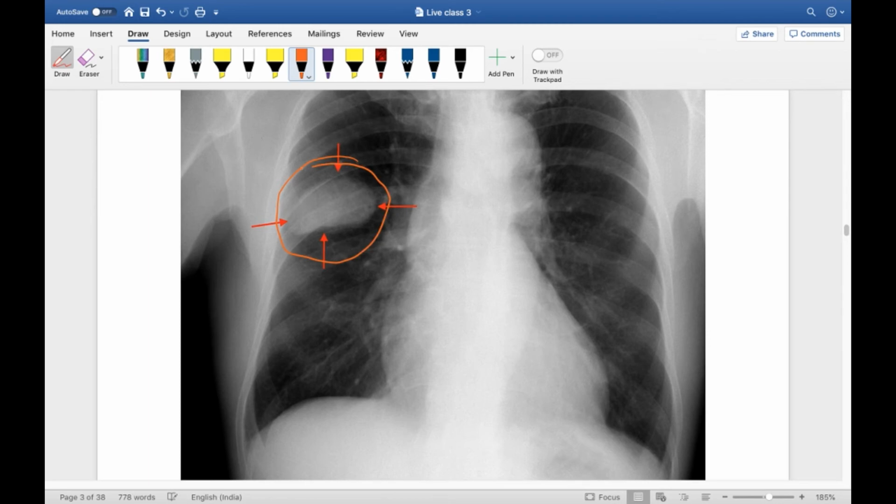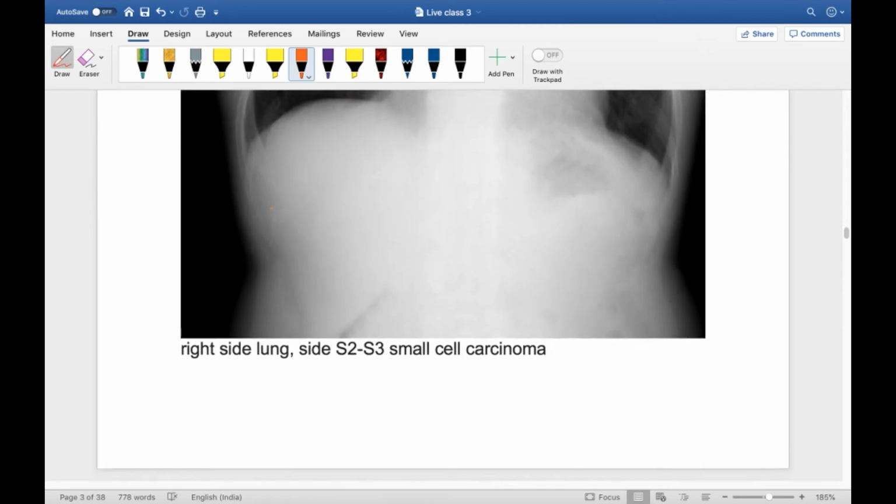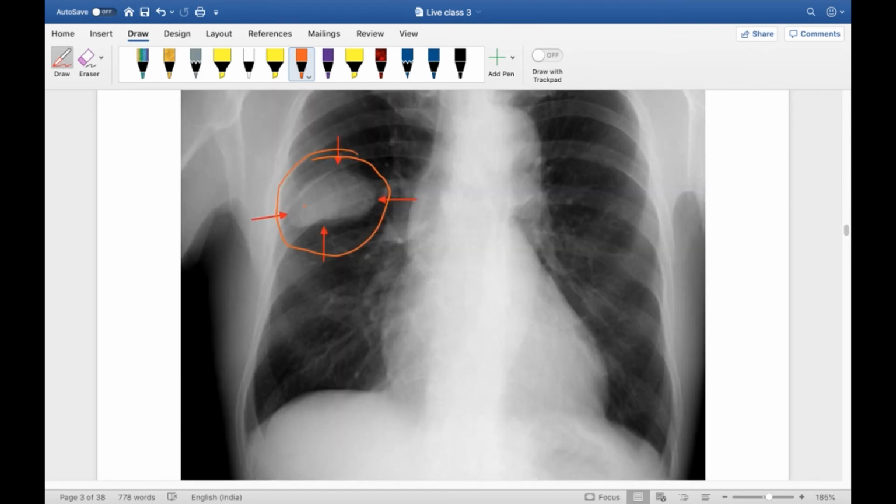Now, doctor, comment about this. You are able to see a mass lesion on the right side of the lung. So this is how a small cell lung cancer looks. Once more, it is central in location. But what is the importance of small cell lung cancer? A high incidence of metastasis.